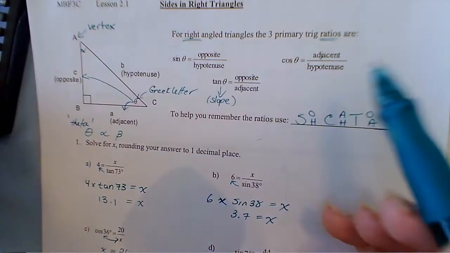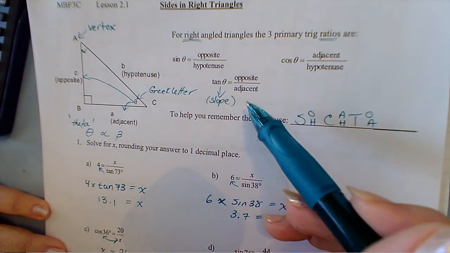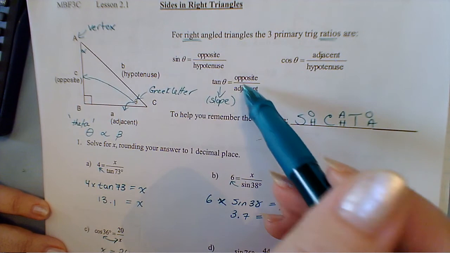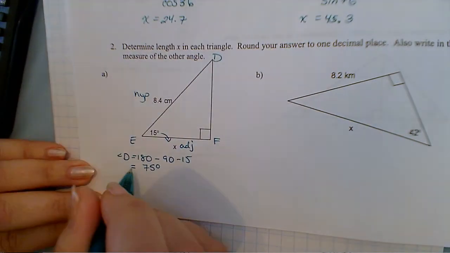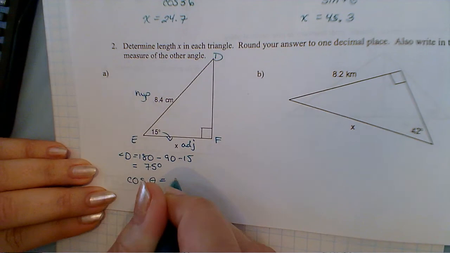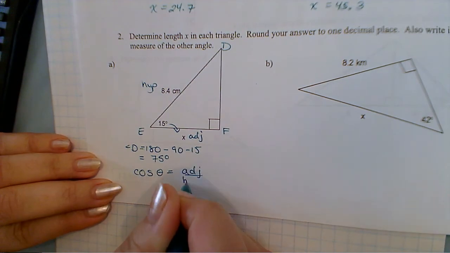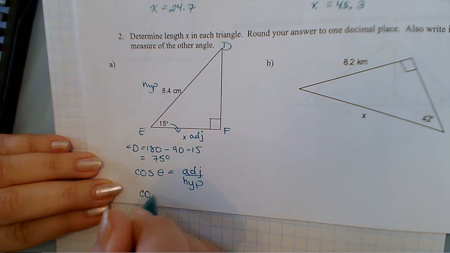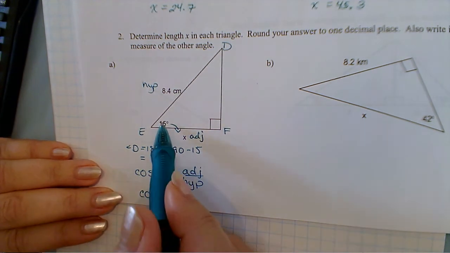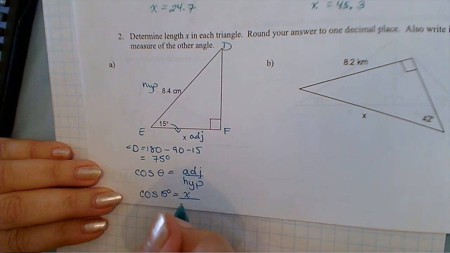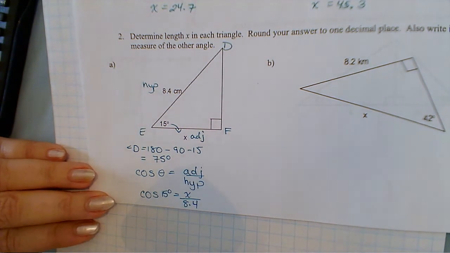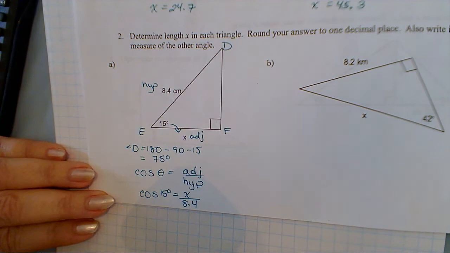So you go to your formulas. The one that utilizes adjacent and hypotenuse but doesn't use opposite, these two have opposite in it. We don't need that. The one that has the adjacent and hypotenuse in it is cos. So this is a cos question. Cos theta is equal to adjacent over hypotenuse. Then we fill in our numbers. Cos is always just cos. Theta in this case, our angle was 15 degrees. The adjacent side is x, and the hypotenuse was 8.4. Notice I didn't put the centimeters into the formula because that just makes it look even more complex and messy.